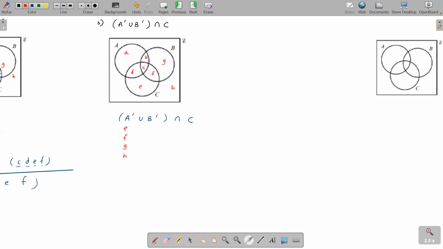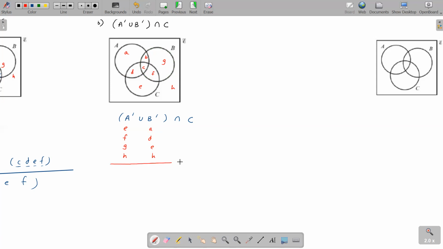Okay, and then B dash. B dash means outside of circle B. So outside of circle B, what are the regions we have? Outside of circle B, I have A, D, E, and H. Is that okay? So this is the A dash and this is the B dash. Are you with me? Because B dash means outside circle B: A, D, E, and H.